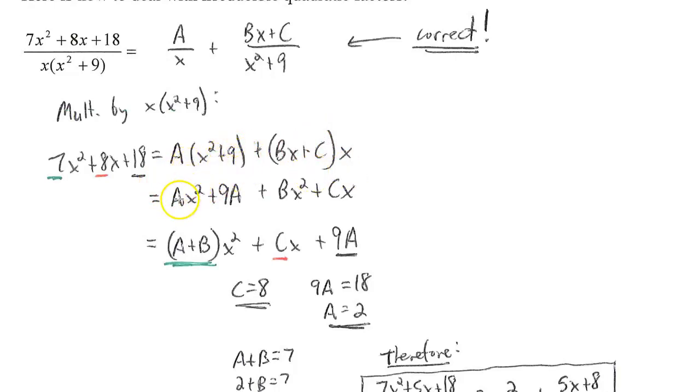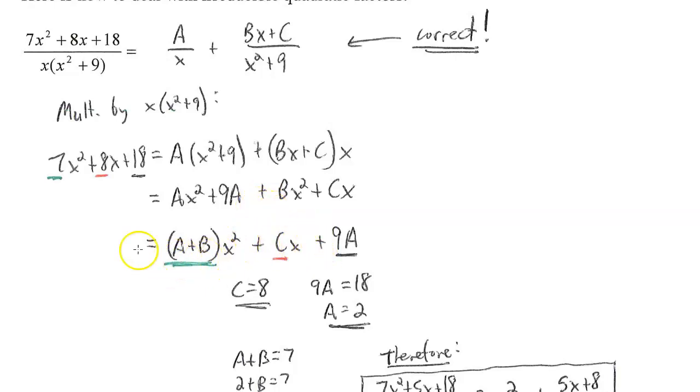If we distribute the a, we get ax squared plus 9a. If we distribute this x, we get bx squared plus cx. Now let's line up the coefficients. Notice we have an ax squared and a bx squared, so let's combine those together and factor out the x squared, and we get a plus b times x squared. This is really ax squared plus bx squared. And then let's bring in our x terms. We have a cx, and then let's bring in our constant term, 9a. Remember, we're thinking of the a, b's, and c's as being constant. The x is like our variable here.